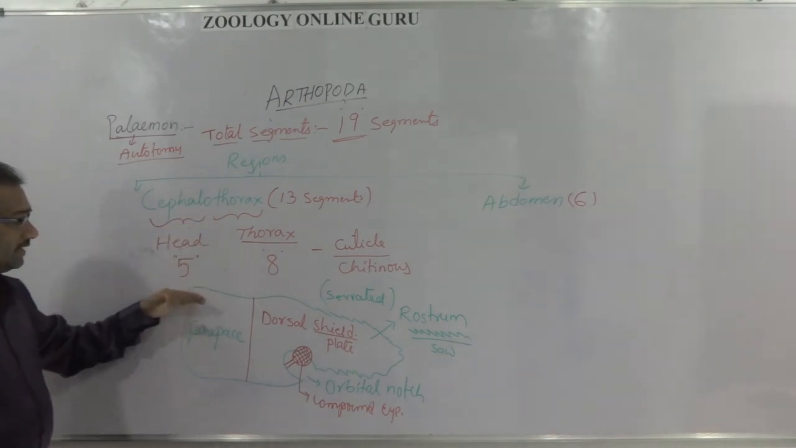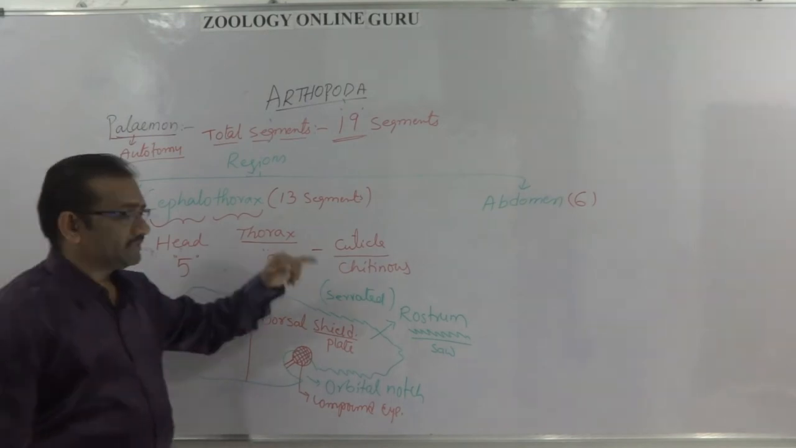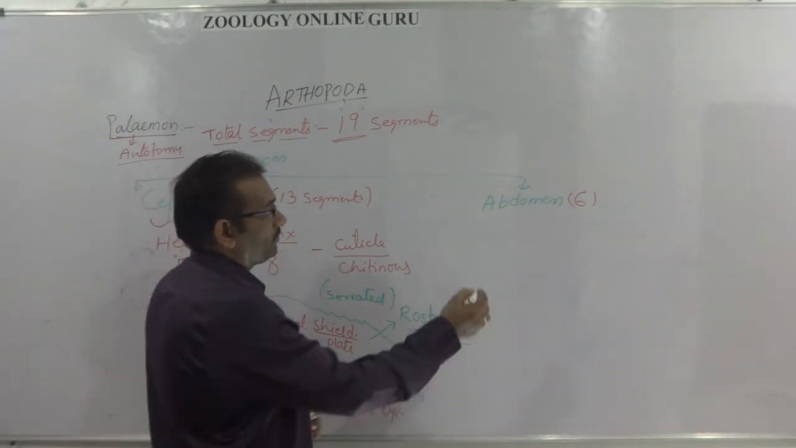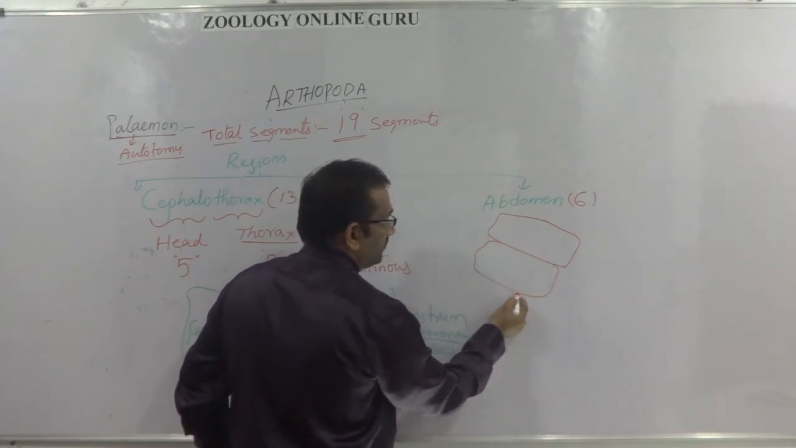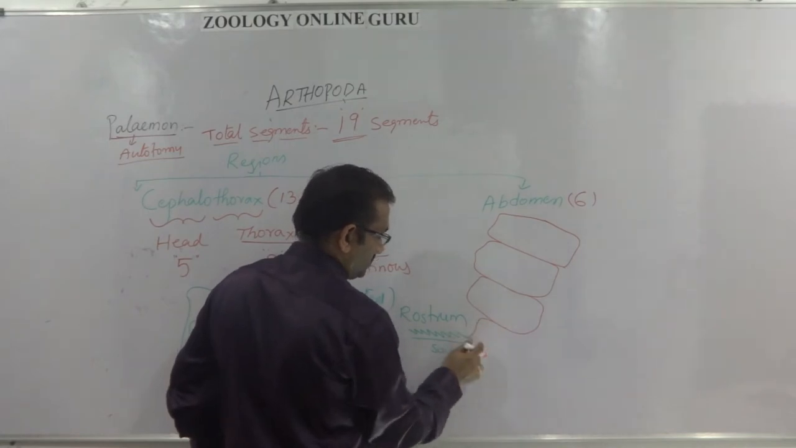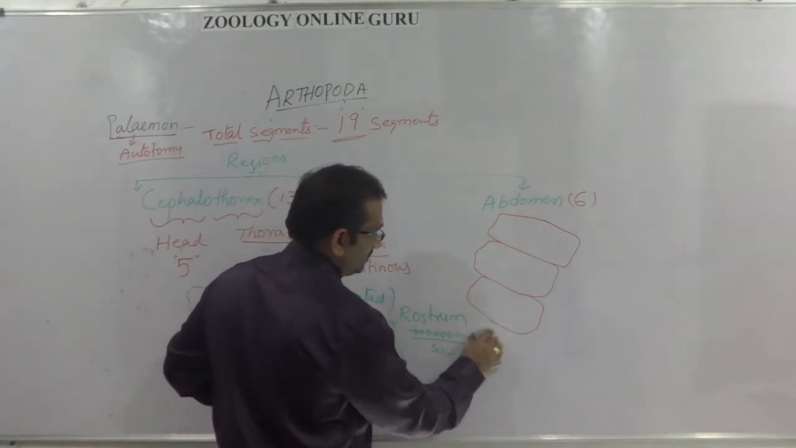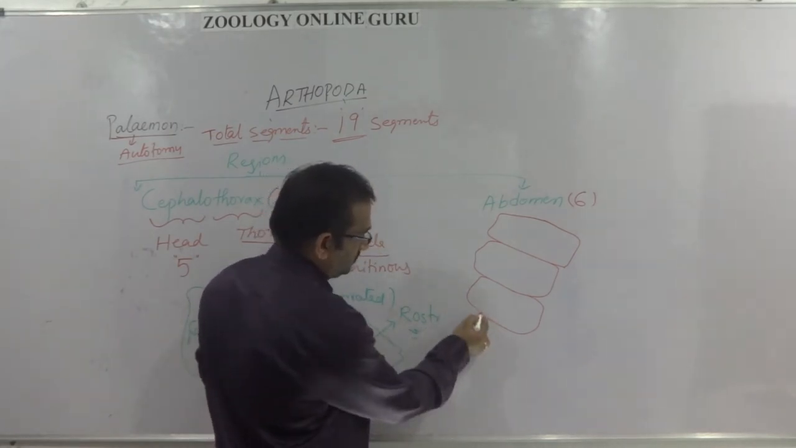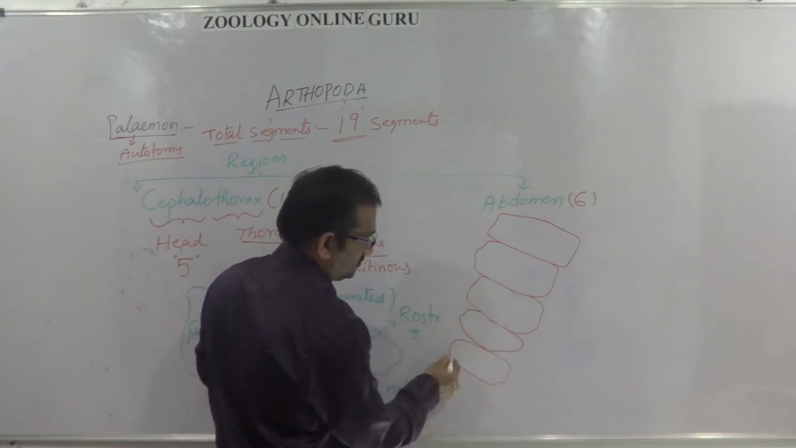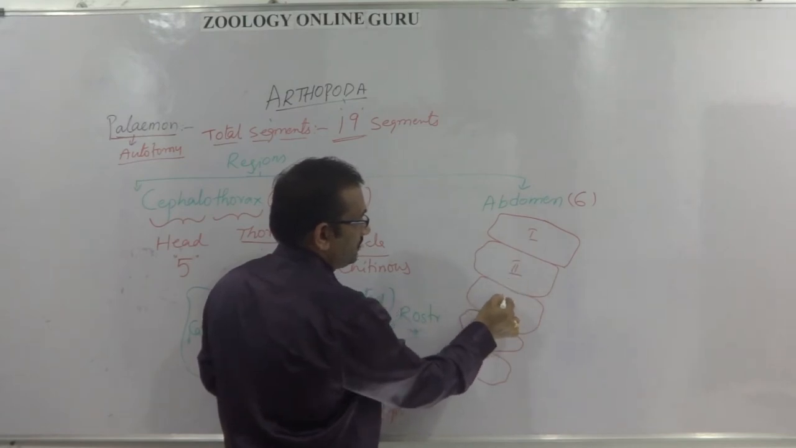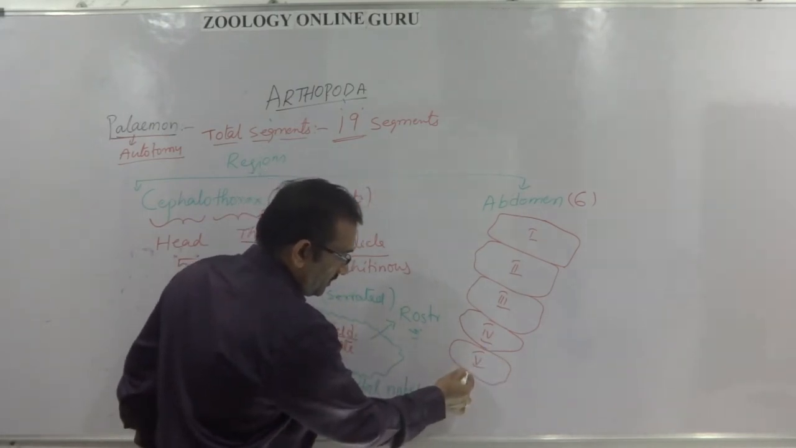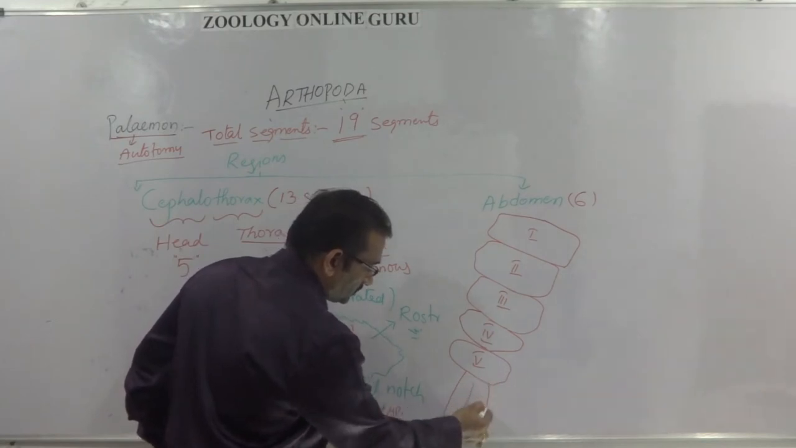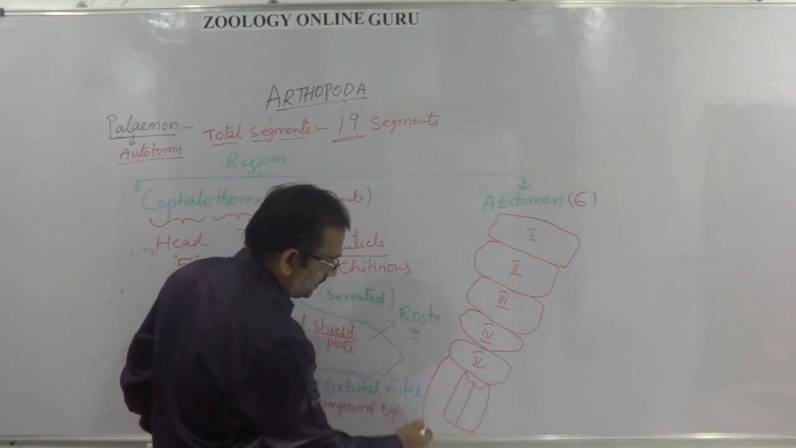In the cephalothorax, the head region contains 5 segments and the thorax contains 8 segments. The abdomen of the prawn Palaemon is made up of 6 segments. First segment, second segment, third, fourth, and this is the fifth segment. The sixth segment is modified into uropods, and there is a post-segmental origin, a telson, also present.